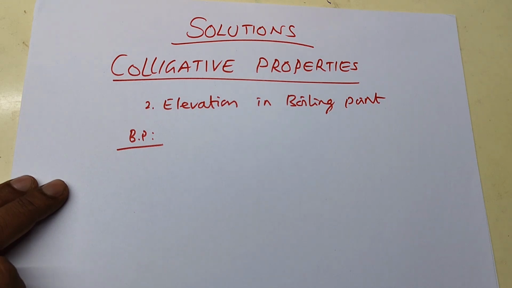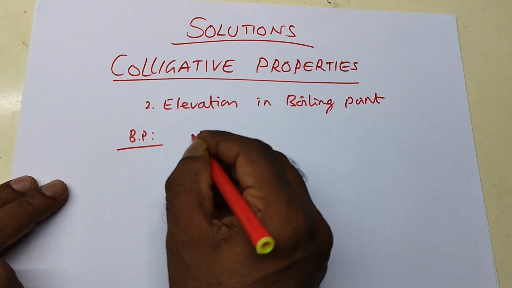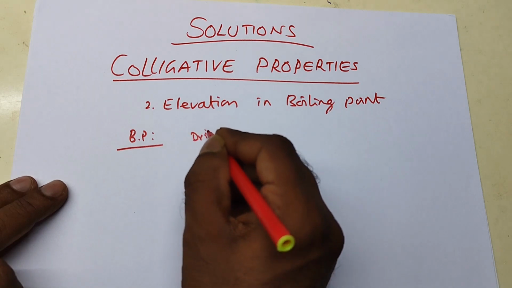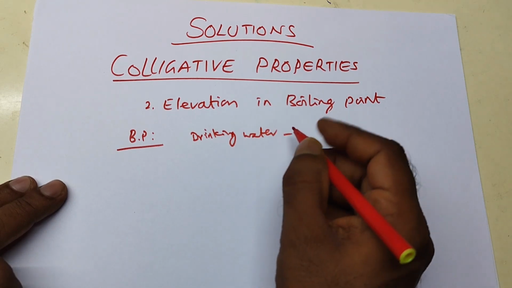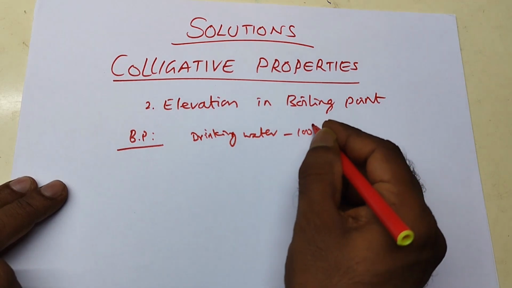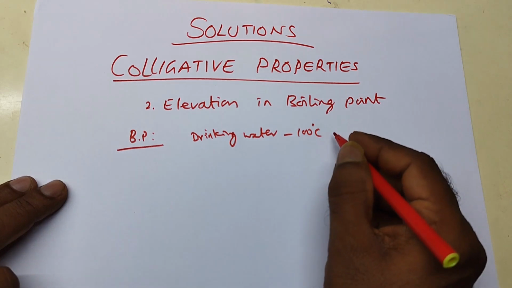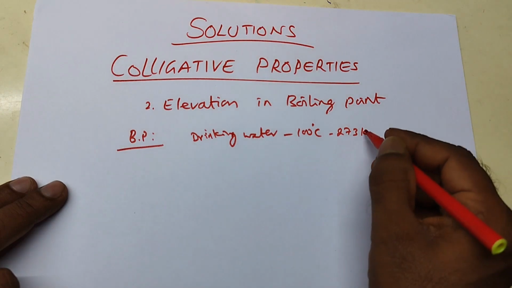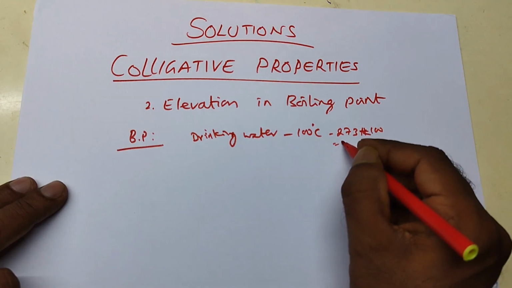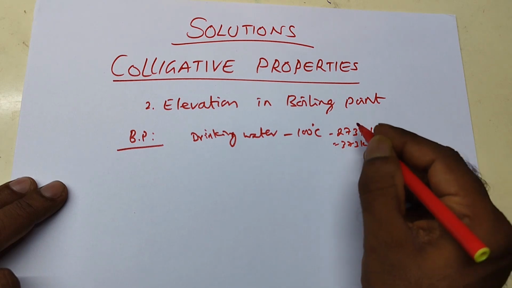So here in this colligative property, we are going to compare the boiling point of a solution as well as the pure solvent. For example, you can take drinking water. As we all know, the boiling point of drinking water is 100 degrees centigrade. If we express it in the Kelvin scale, it is 273 Kelvin plus 100, so totally 373 Kelvin.